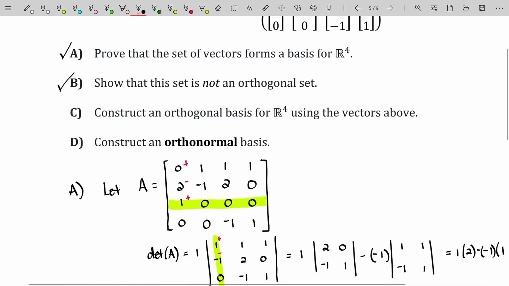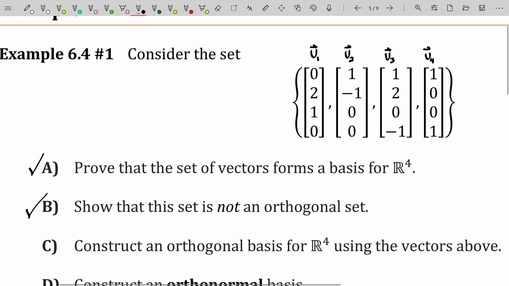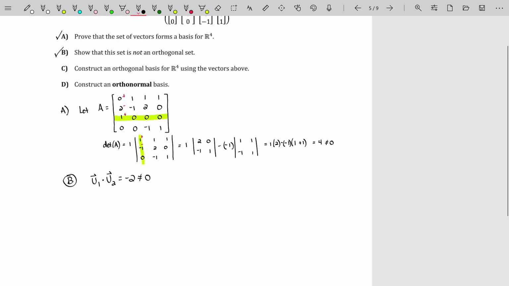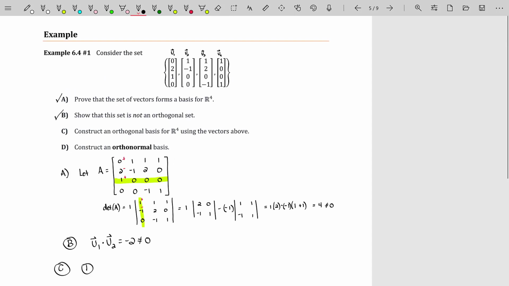Now we're going to use the Gram-Schmidt process to construct an orthogonal basis for R4 using the vectors above. So let's go ahead and enumerate our process. Step 1, choose one of those vectors to be your anchor vector.